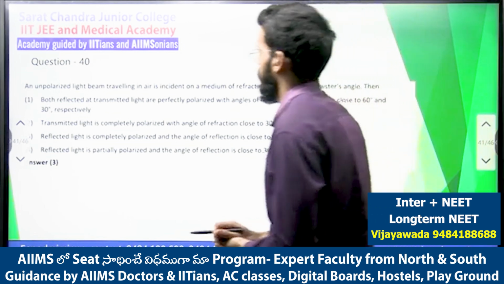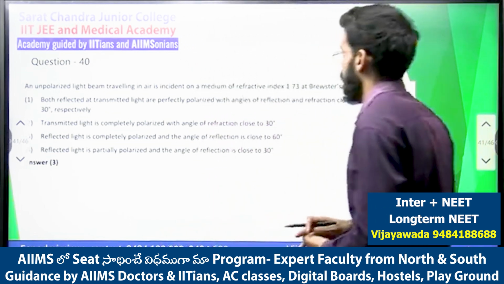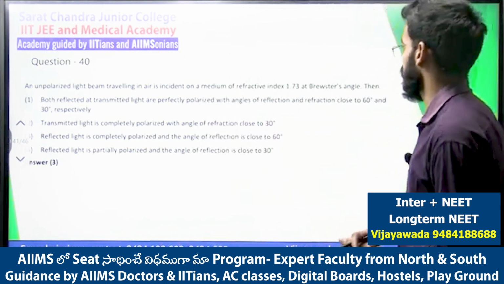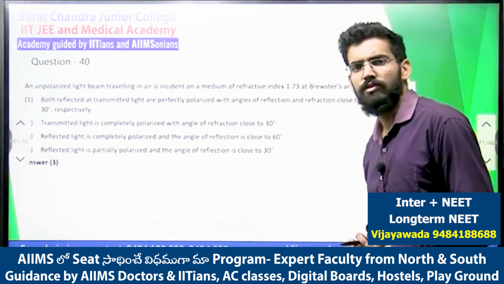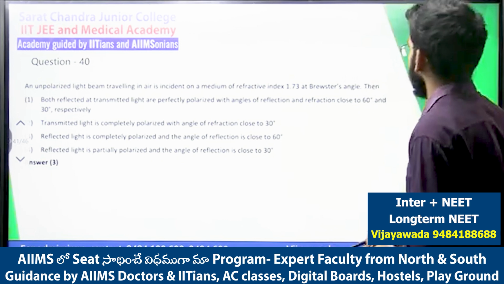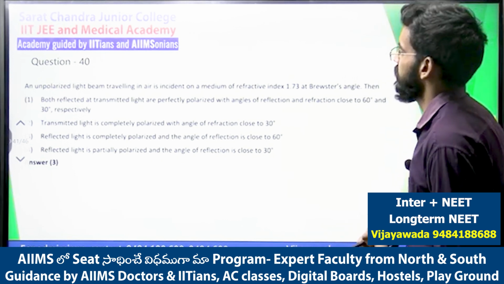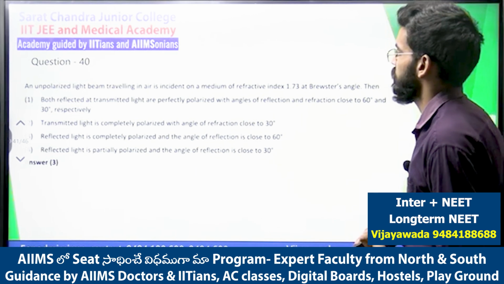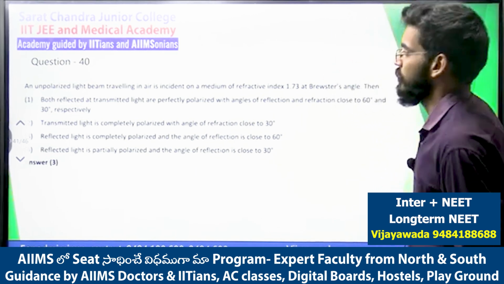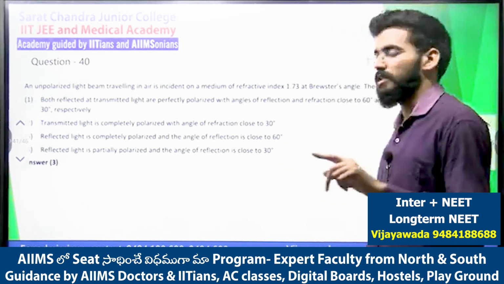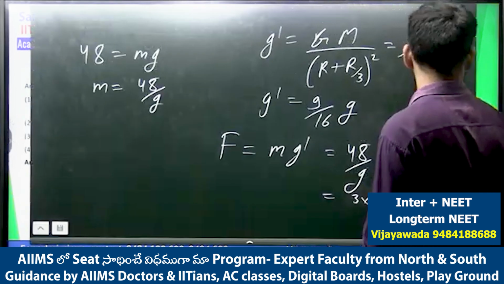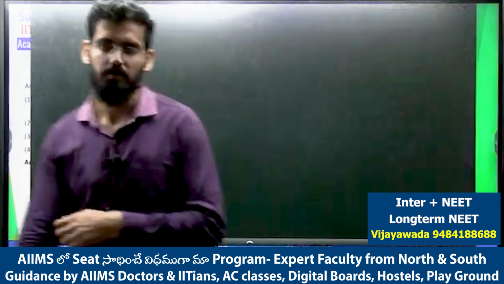An unpolarized light beam traveling in air is incident on a medium of refractive index 1.73, at Brewster's angle. Then both reflected and transmitted light waves are perfectly polarized. 1.73 is root 3, right? Correct? We know that the reflected wave is polarized at Brewster's angle. Remember this thing, we have studied this.